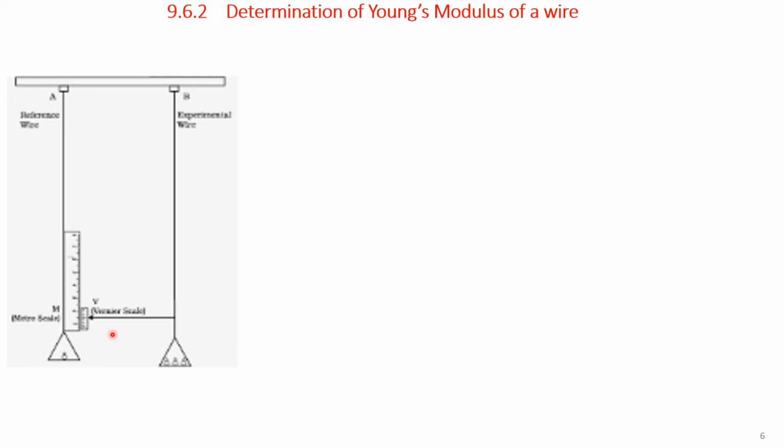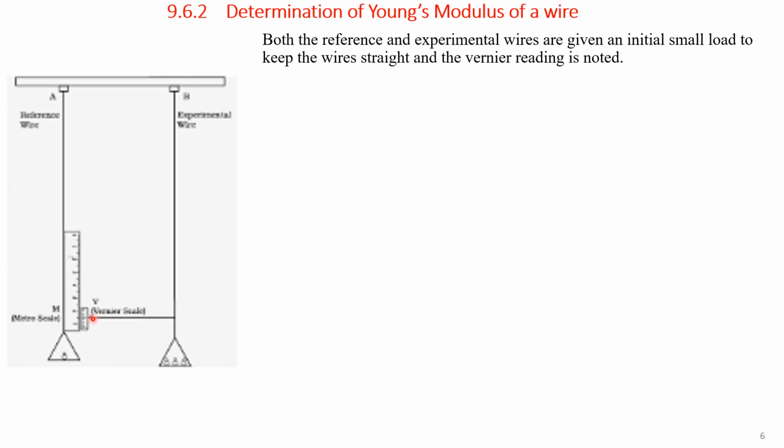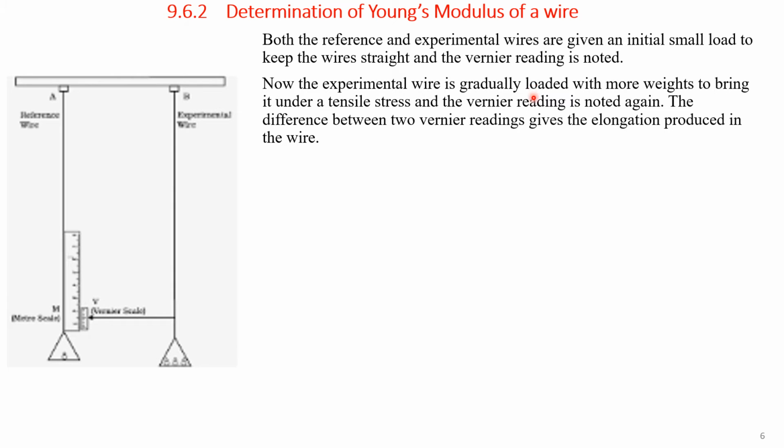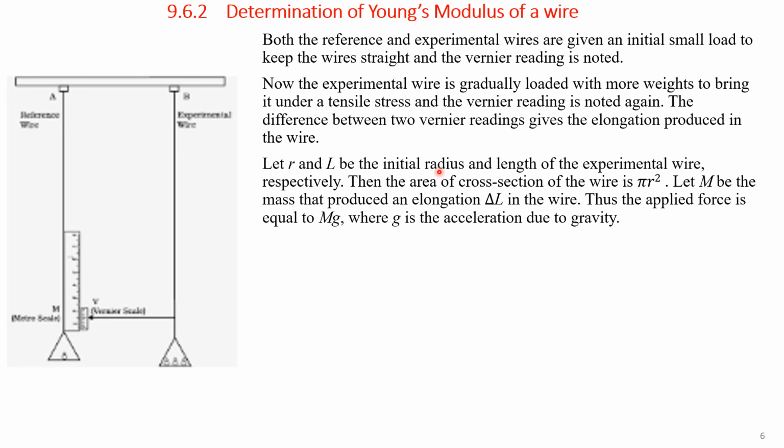in the experimental wire. Thus, both the reference wire and the experimental wire are given an initial small load to keep the wires straight, and the vernier reading is noted. Now the experimental wire is gradually loaded with more weights to bring it under a tensile stress, and the vernier reading is noted. The difference between the two vernier readings gives the elongation produced in the wire.